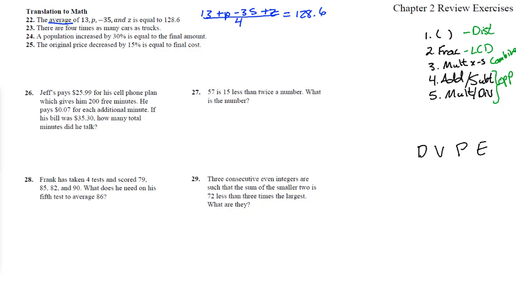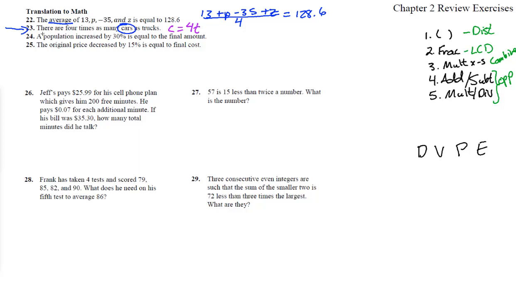Excellent. Number 23. There are 4 times as many cars as trucks. Oh, this is a tough one. So cars have more of them. So let's think about it. The number of cars is 4 times the number of trucks. That's the best way to think about this. And this is a tricky one. Cars is the most. So the number of cars, let's write this in a different one. Cars is 4 times the number of trucks.